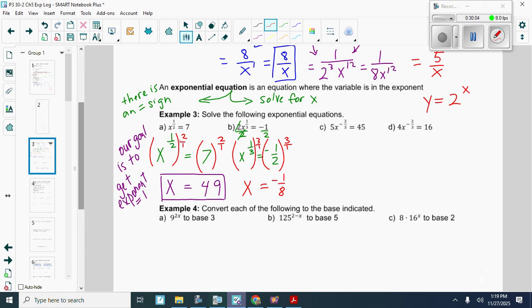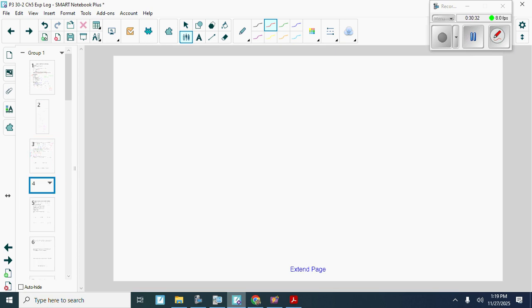How you guys feeling with this? Why don't you try the next one in your notes? This one's just like B. You're going to divide by 5 on both sides first. We want just x by itself. I'm thinking maybe some written out steps might be helpful. So while you guys are trying C in your notes, I'm going to write out some extra steps.